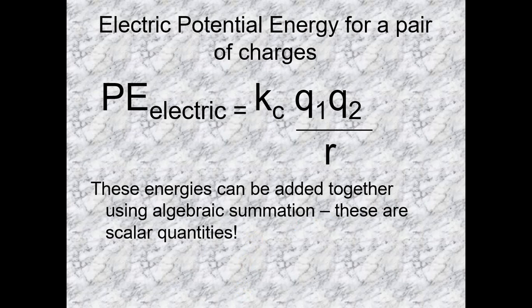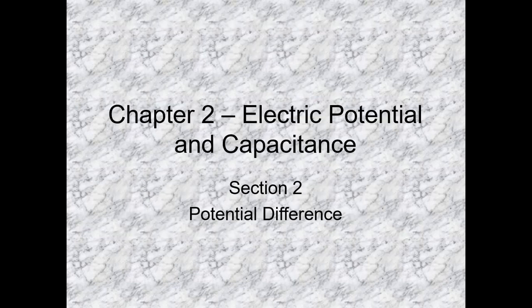Now electric potential energy for a pair of charges is equal to Kc Q1 Q2 upon R. These energies can be added together using algebraic summation, as they are scalar quantities.